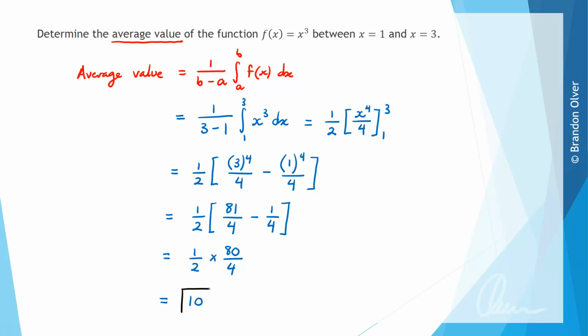So 10 is the average value of the function f(x) between x = 1 and x = 3.